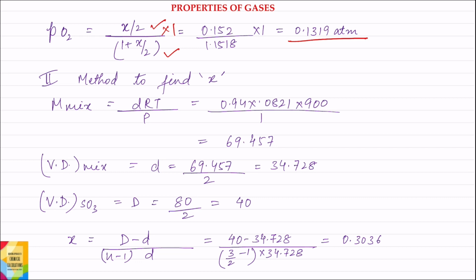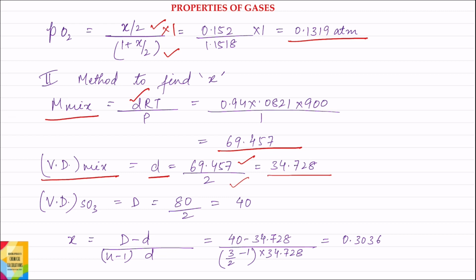Now there is another method to find the value of x. We can find the molecular mass of the mixture by using the formula: molecular mass of the mixture is equal to dRT by P, where d is the density. Putting the values of d, R, T and P, the molecular weight of the mixture is 69.457 grams per mole. Now vapor density of the mixture, denoted by small d, is equal to molecular weight divided by 2, which is equal to 34.728.